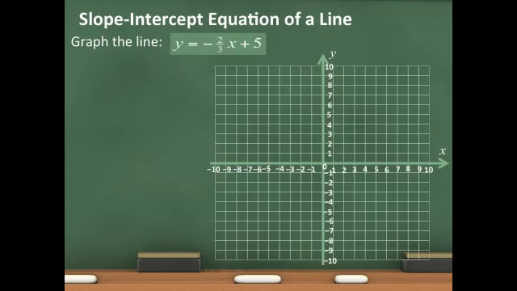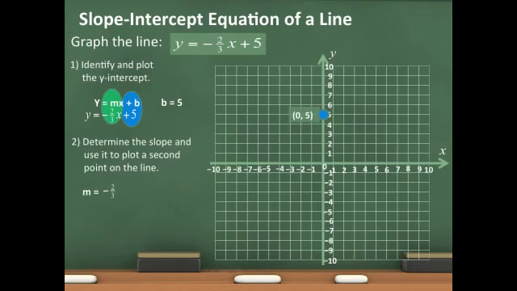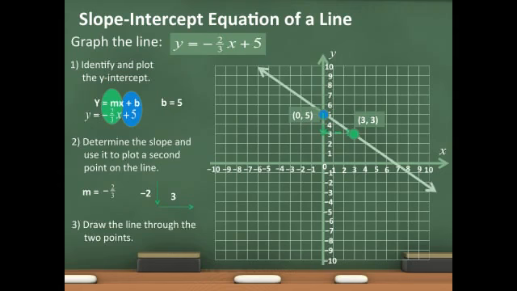Now let's graph the line y equals negative 2/3 x plus 5. The y-intercept is 5. The slope is negative 2 over 3. The negative slope tells us that the graph is decreasing, or going down to the right. The line will fall 2 units for every 3 units to the right. Applying the slope gives us a second point at (3, 3). Now draw the line between the points.